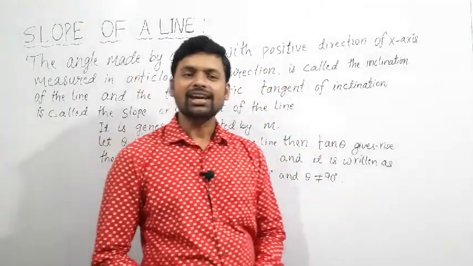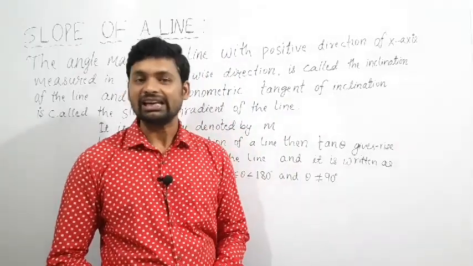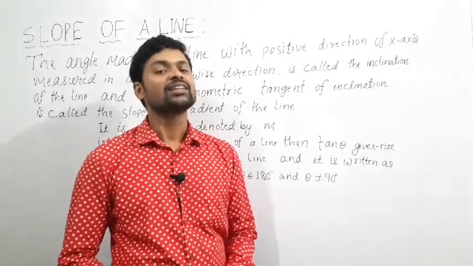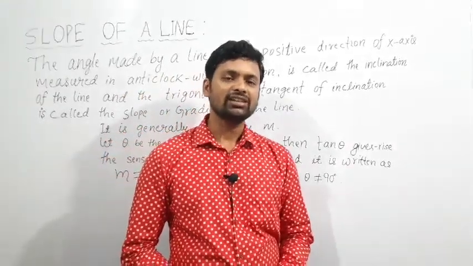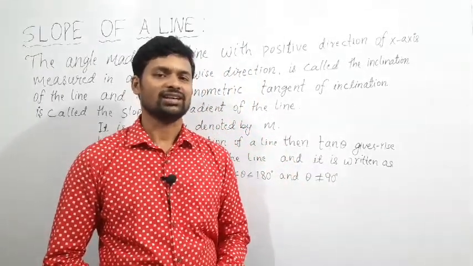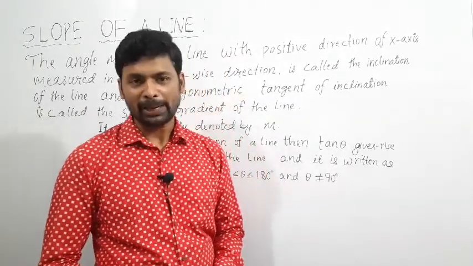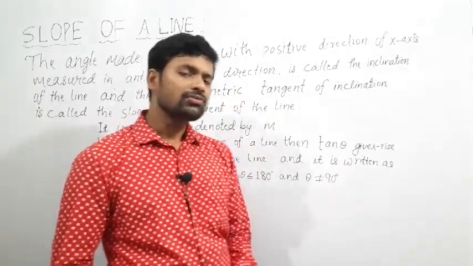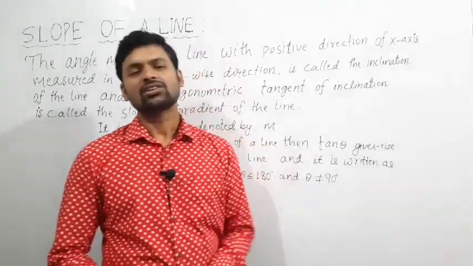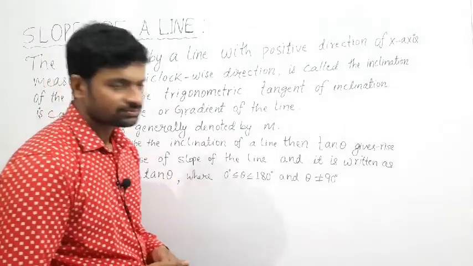The angle made by a line with the positive direction of the x-axis is called the inclination of the line, and the trigonometric tangent of the inclination of a line is defined as the slope of the line. The slope of a line is generally denoted by small m. So, if theta is the inclination of a line, then tan theta is called the slope of the line.